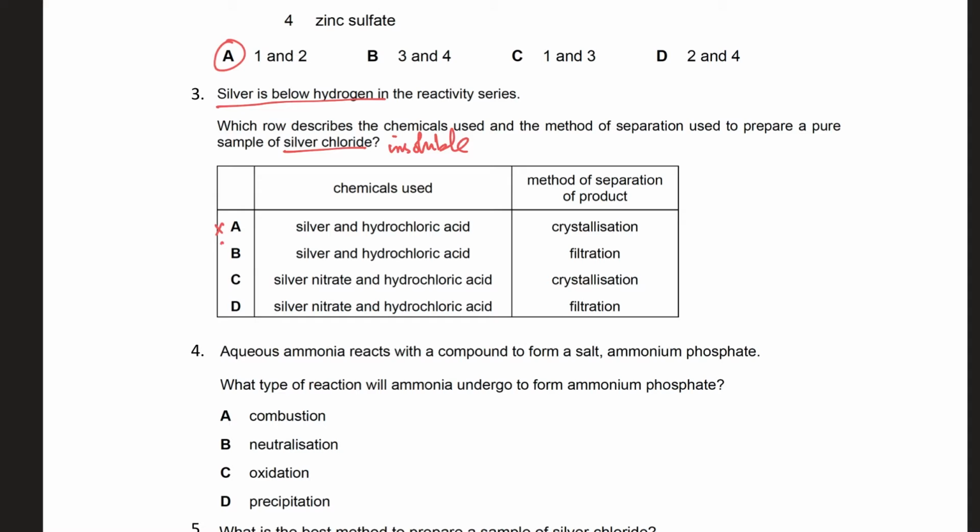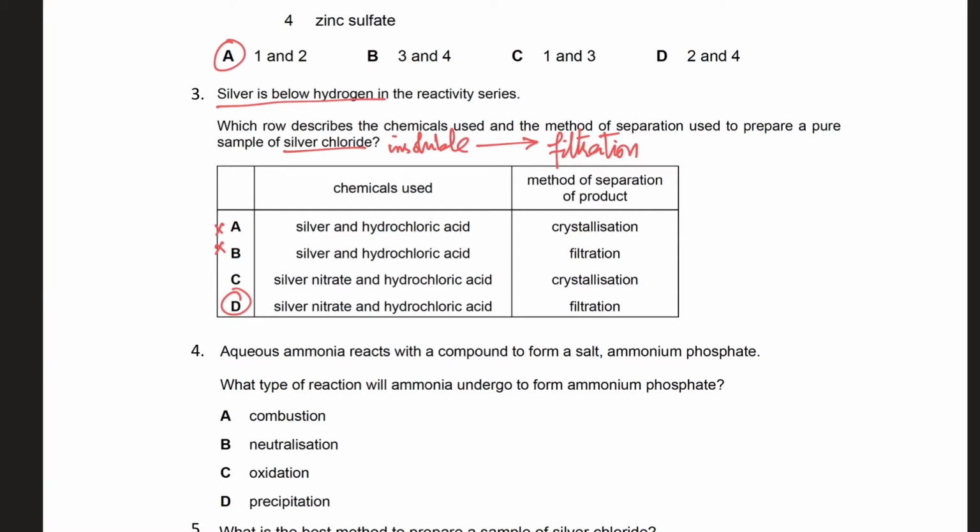So A and B can't be the answers. Silver nitrate and HCl both are soluble and they will create an insoluble salt, and the method to get that out is filtration. So once you've made the salt, you're going to extract it using filtration. So for this reason, our answer is going to be D.